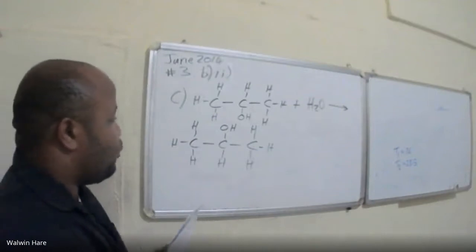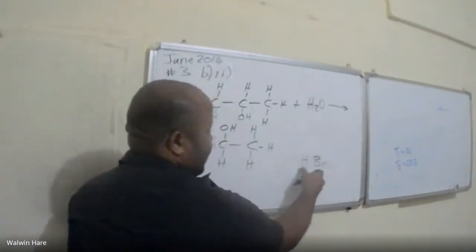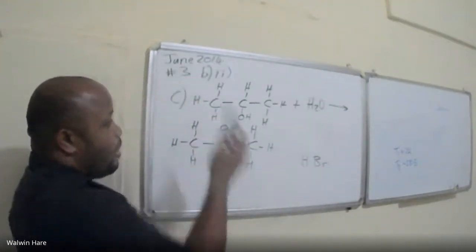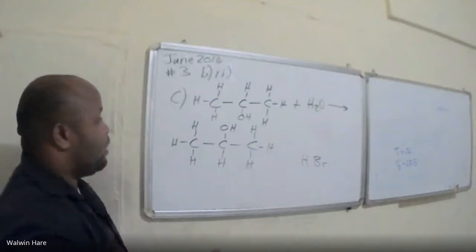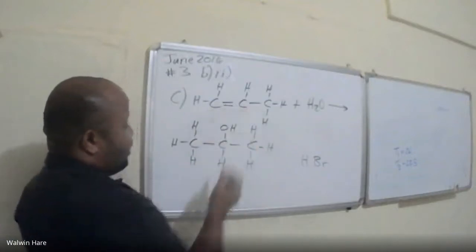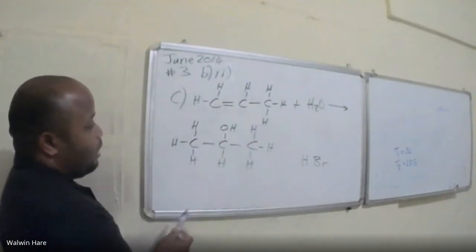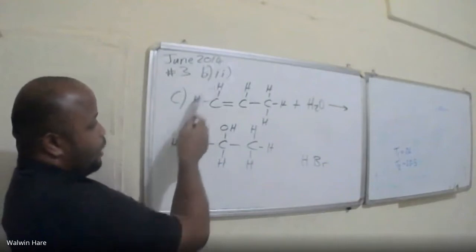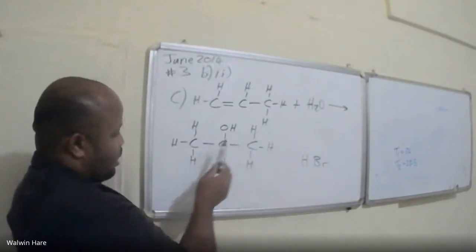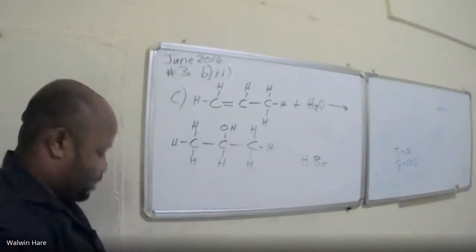So water is H2O, one hydrogen. The hydrogen goes to the carbon of the double bond with more hydrogens. Just like with HBr, if you're adding HBr, the hydrogen goes to the carbon of the double bond that has more hydrogens. This carbon has 2, this carbon has 1. So because this carbon has more hydrogens, that is where you put the hydrogen, and this carbon is where you put the OH.